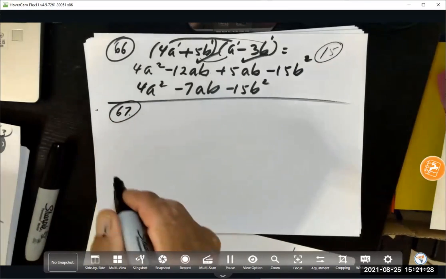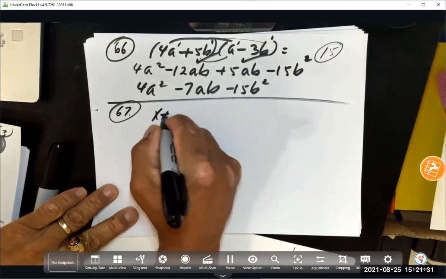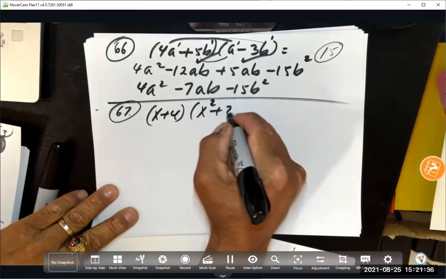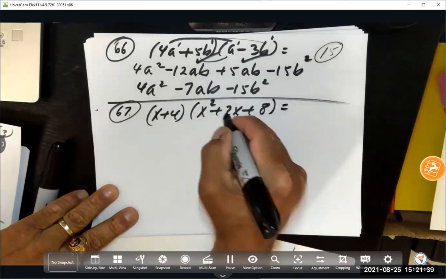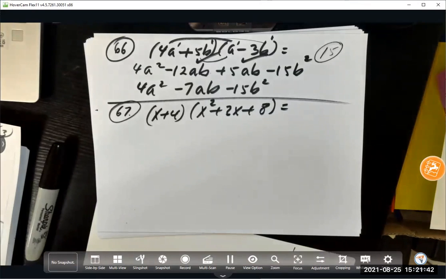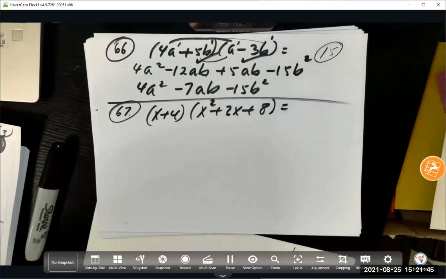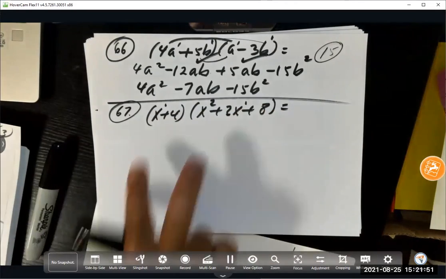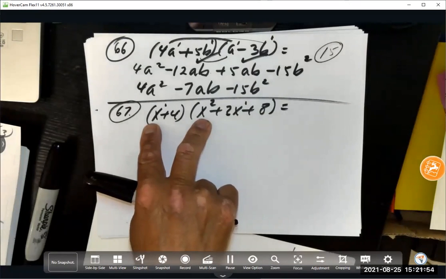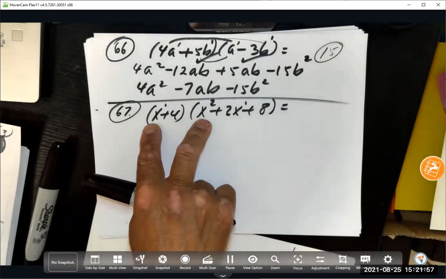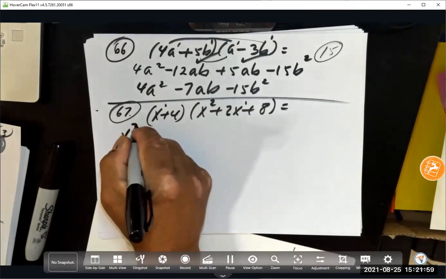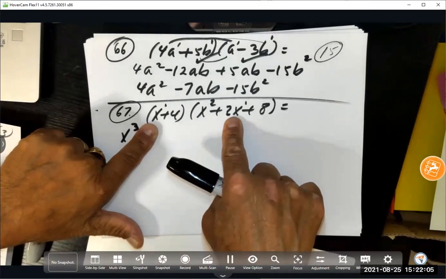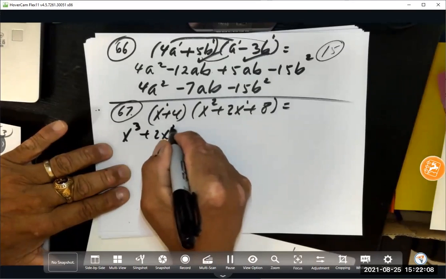67. All right, this one says x plus 4 times x squared plus 2x plus 8. So this is a 1 power. Make sure that I understand that. The first two, see the first two where my fingers are? What's x to the 1 times x to the 2? X to the third power. Exactly. Now, what is x times 2x? 2x squared. Yeah, exactly.